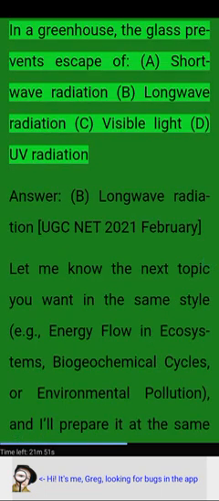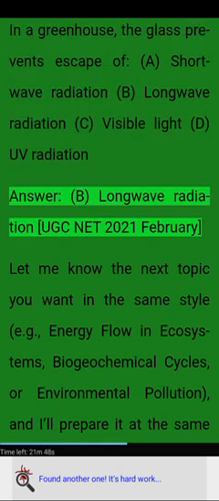UGC NET 2017 November. In a greenhouse, the glass prevents escape of: A. Shortwave radiation. B. Longwave radiation. C. Visible light. D. UV radiation. Answer: B. Longwave radiation. UGC NET 2021 February.